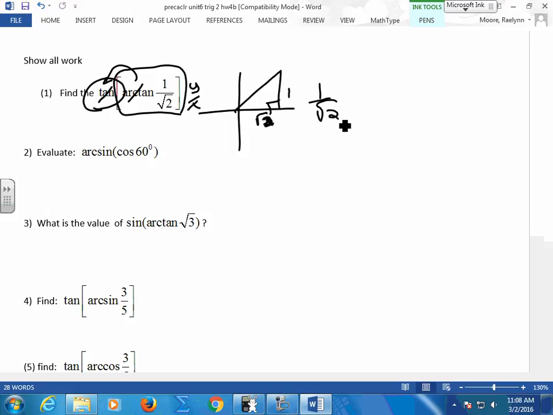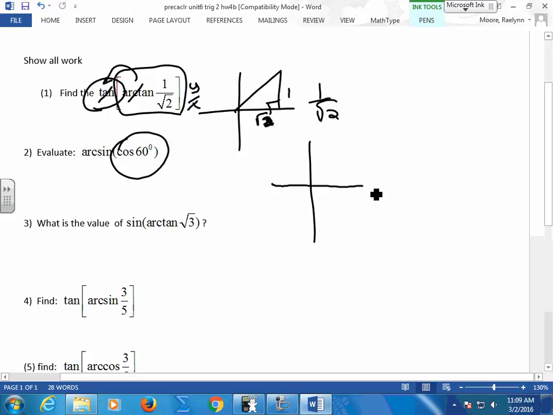Okay, Alicia, the second one. Where do I start? What's the first thing I'm going to look at? Oh, there's a restriction. It's the arc. Okay, but that's last. Where am I going to look first? Start at the right. Yeah, there, cosine. So where is 60 degrees? First quadrant, good. So I'm going to label my 60 degrees. Radical 3, 1, 2. Sound good?